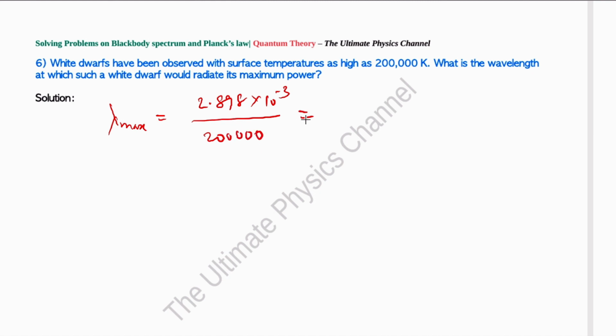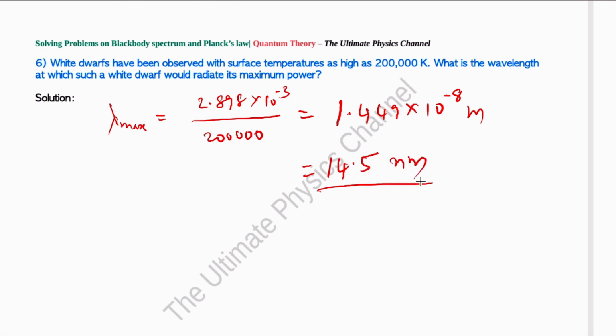Right, and that is going to be about 1.449 into 10 power minus 3. This is going to be 10 power 5 in the denominator, so it goes to the numerator as minus 5, so it is 10 power minus 8 meters, or this can also be expressed as roughly 14.5 nanometers. Right, let's move on to the next problem.